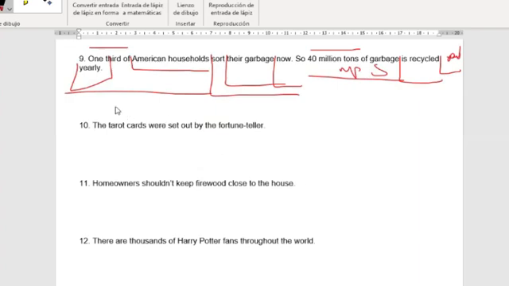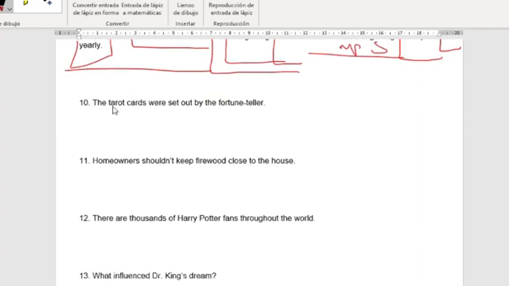Perfect. Okay. Now let's go to this one. The tarot cards were set out by the fortune teller. So what is this? Definite article. And this? Noun. Adjective. Noun adjective. This? Car is a noun. This? This is the BE verb. That's another clear example. Verb, yeah, but what type of verb? That is transitive because it's in passive. Very good.